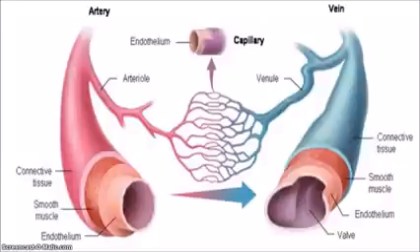So this color coding is just showing you that the red represents oxygenated blood, and the veins, which are blue, represent deoxygenated blood. So always remember that arteries generally carry blood rich in oxygen, with the exception of the pulmonary artery. And veins generally carry blood which is deoxygenated, except for the pulmonary vein.